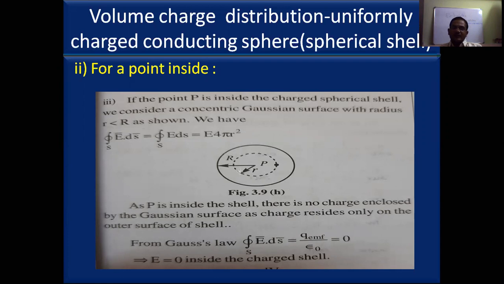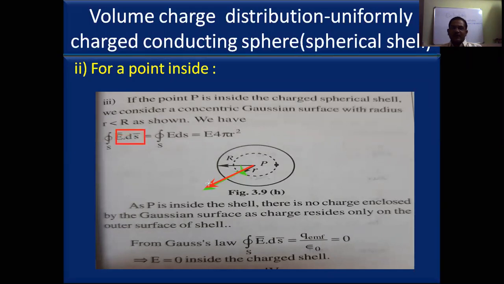Now, if you consider the small area element ds bar, the direction of this ds bar will be perpendicular to the surface. Similarly, the direction of the electric field strength is always, due to the symmetry, normally outwards. Here E bar and ds bar are both in the same direction. Then the flux through the small area element is E bar dot ds bar.